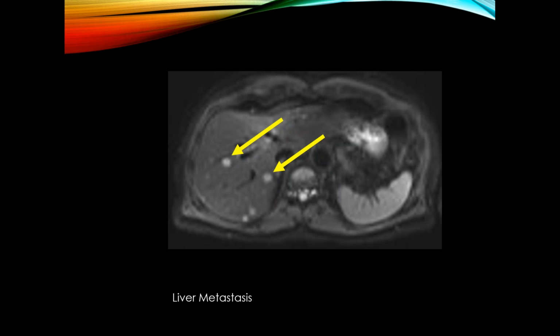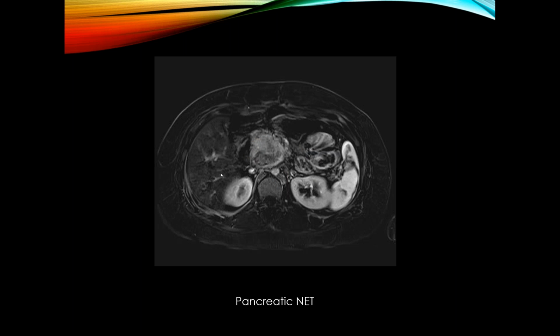In terms of liver metastasis, it's excellent, and it's considered the gold standard for evaluating liver lesions. We can detect lesions as small as 2 millimeters on some of our sequences. And so really, liver metastasis, it's great. It's also excellent at looking at the pancreas and the surrounding structures.